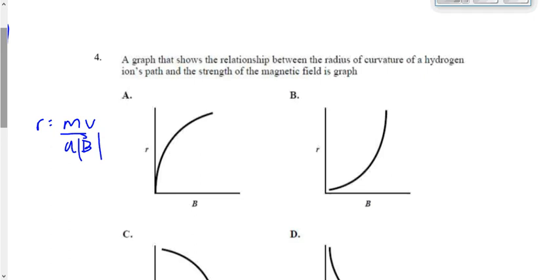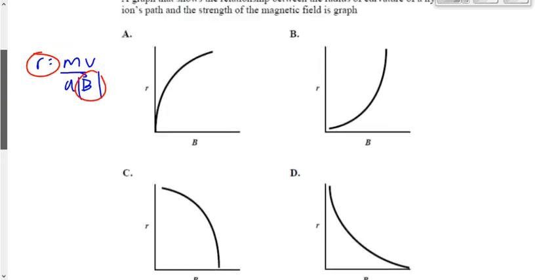Now, which graph is going to show us the relationship between R and B here? As B goes up, what happens to the value of R? As B increases, R, Cameron, goes down. Good. So that means the answer is not going to be A or B, because you can see in both A and B, as the magnetic field goes up, R goes up. It's a different relationship. Neither one of them are linear, but as B goes up, R goes up in both of those cases. So it's either going to be C or D. Which one is it? It is D.